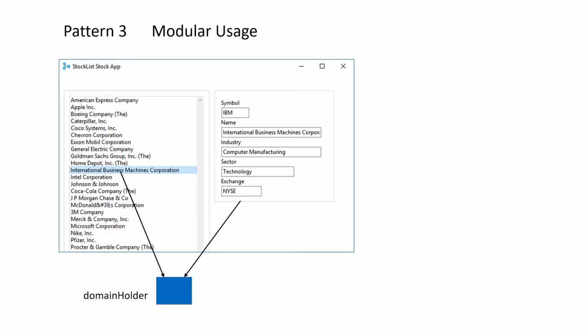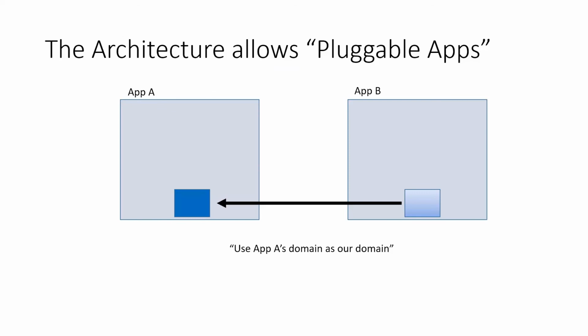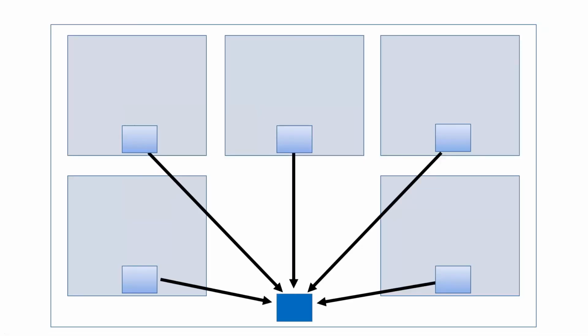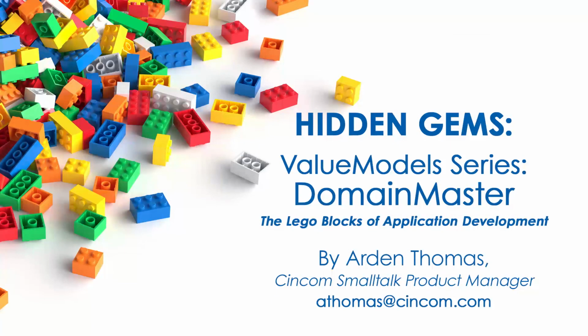Pattern 3, the modular usage. We take those 2 examples and bring them together, and with literally 1 line of code, we can plug them together so they share the same domain holder. And it's architected to do this to make it easy. So this architecture allows pluggable apps where we can easily share and use domains from applications and plug them together. We can plug lots of pieces together and wire them together very, very quickly and easily.